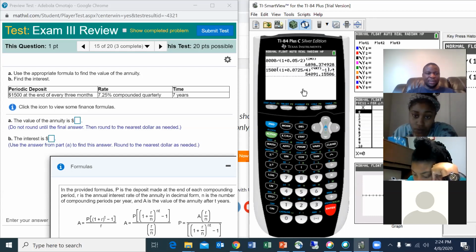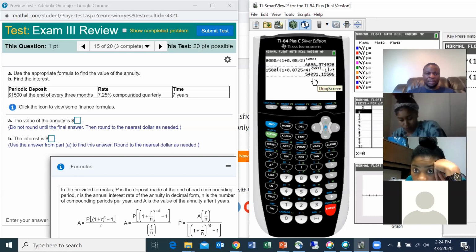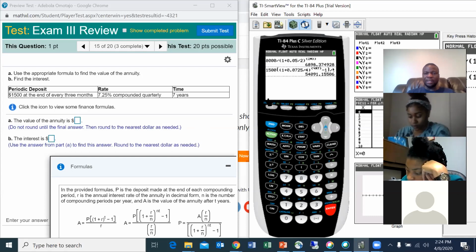So that's what it tells you the answer is. It says round it to the nearest dollar, so we make it a whole number: 54091.